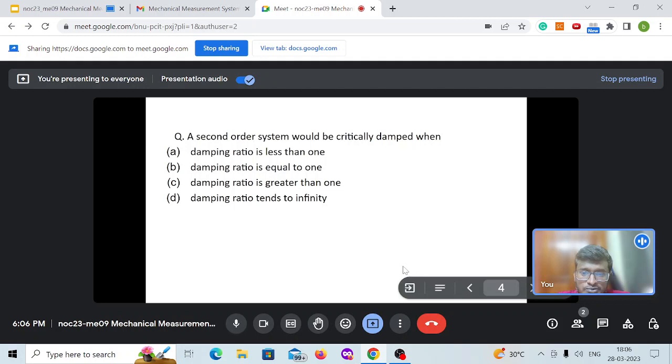So if you put zeta equals to 1, then omega d will be 0. There will be no oscillations. There will be no overshoot in the system. So that's the case with critical damping. Overdamped will also have no overshoots, but the response will start slower than at critical damping.